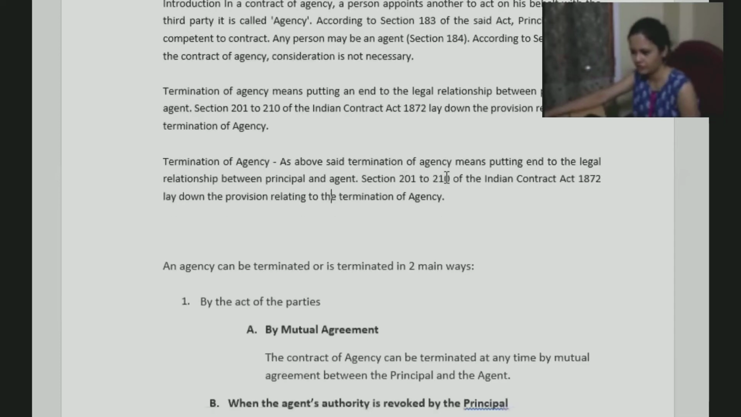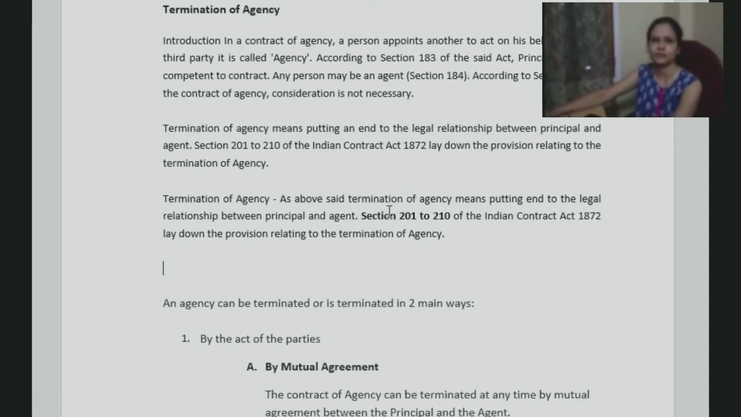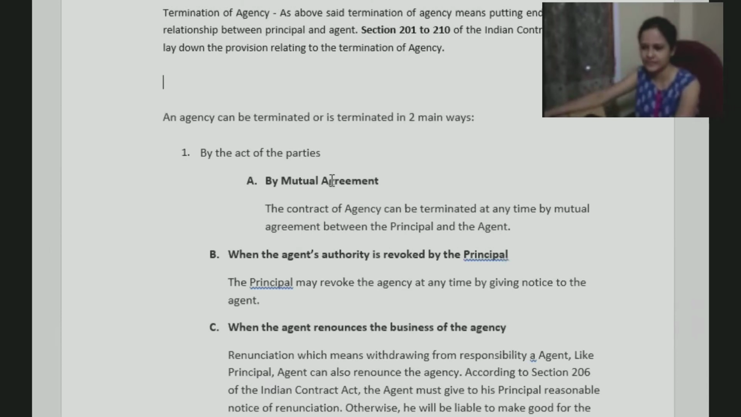So you can mention these sections also, and you can give a basic intro on what termination is and why it is important. If an agency is created, it's not like they are going to continue for their entire lifetime. Sometimes their need or purpose may end at an initial stage also, right? So they should have this option of putting an end to the agency relationship. How can it be terminated? There are basically two ways, and under both ways we have a few different provisions.